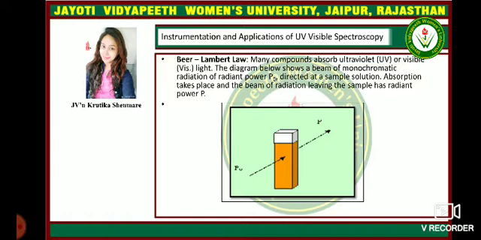Many compounds absorb ultraviolet rays or visible light. The diagram below shows a beam of monochromatic radiation of radiant power P0 directed at a sample solution. Absorption takes place and the beam of radiation that leaves the sample has radiant power P.